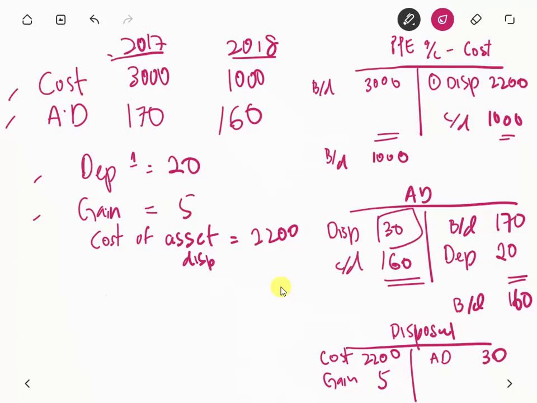Can we now find the missing figure? What is it? Bank. Money received. How much I actually received from this disposal?